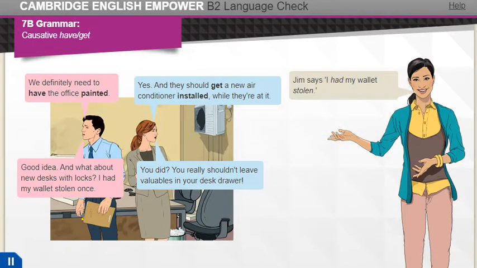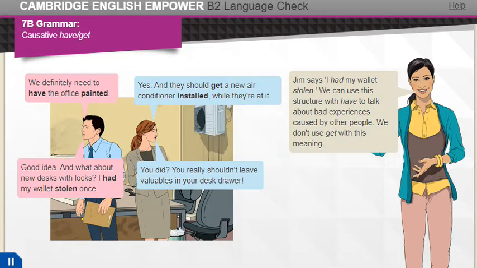Jim says, I had my wallet stolen. We can use this structure with have to talk about bad experiences caused by other people. We don't use get with this meaning.